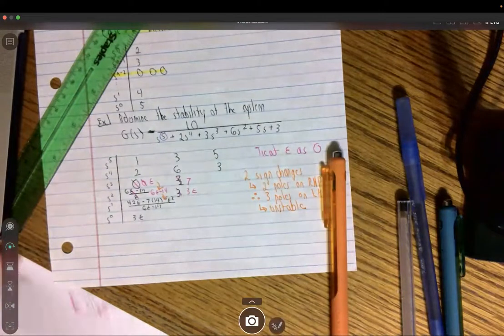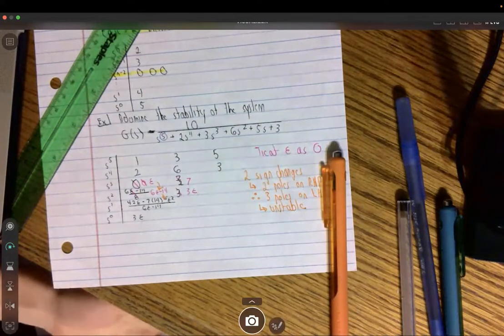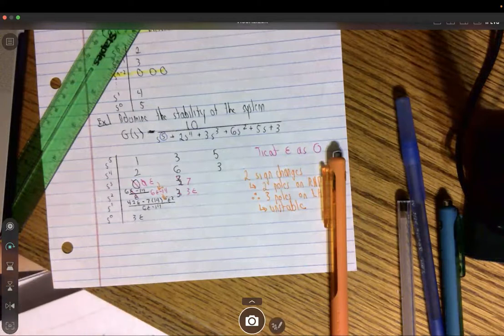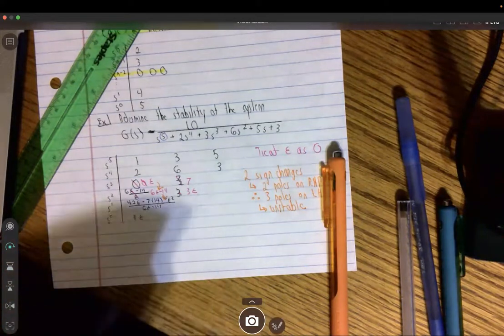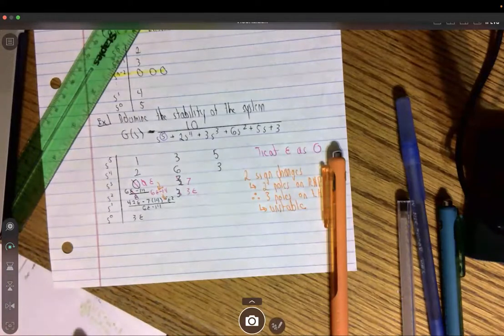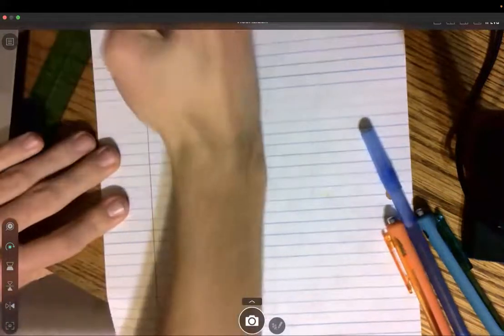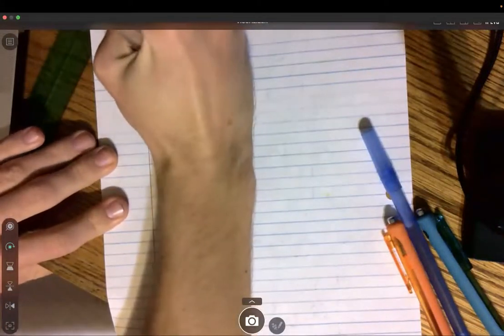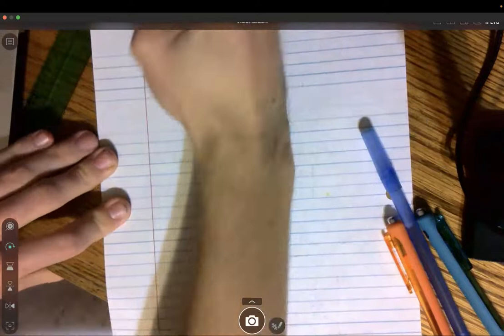Now that we've determined how to deal with a 0 in the first column, we're going to look specifically at the row of zeros. And what is the row of zeros here? Okay, so for an example, it's going to say determine the stability of the system.